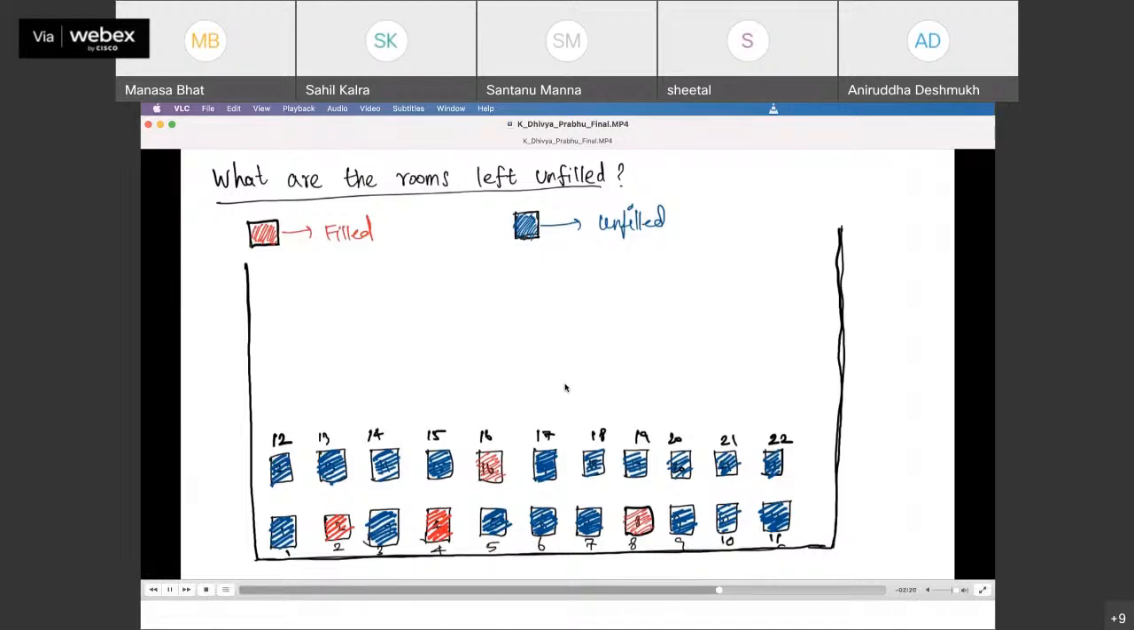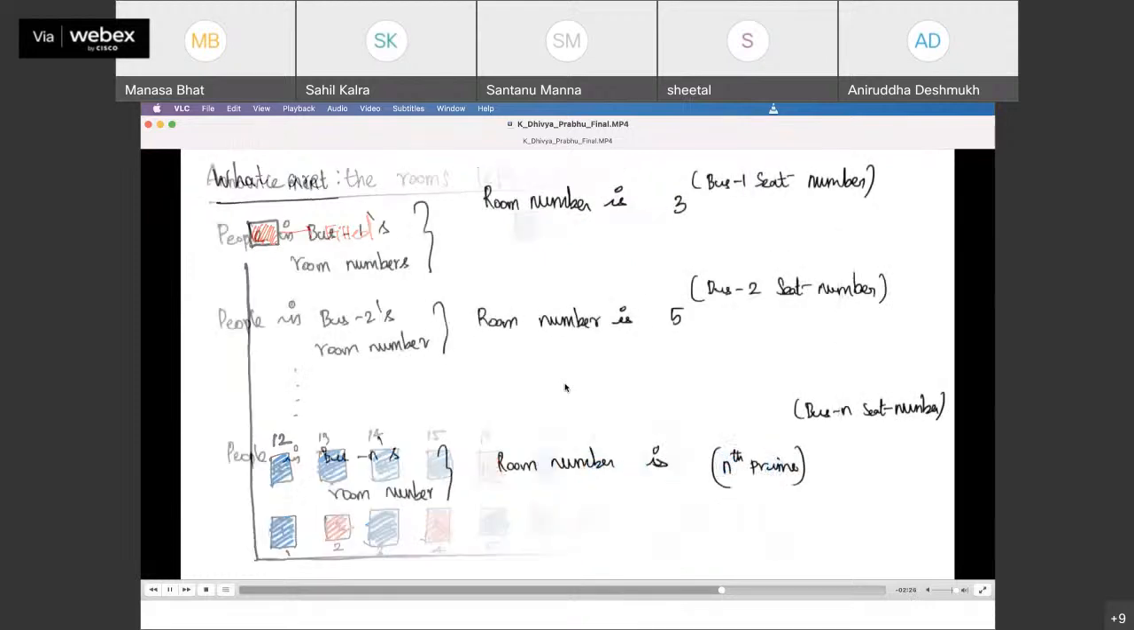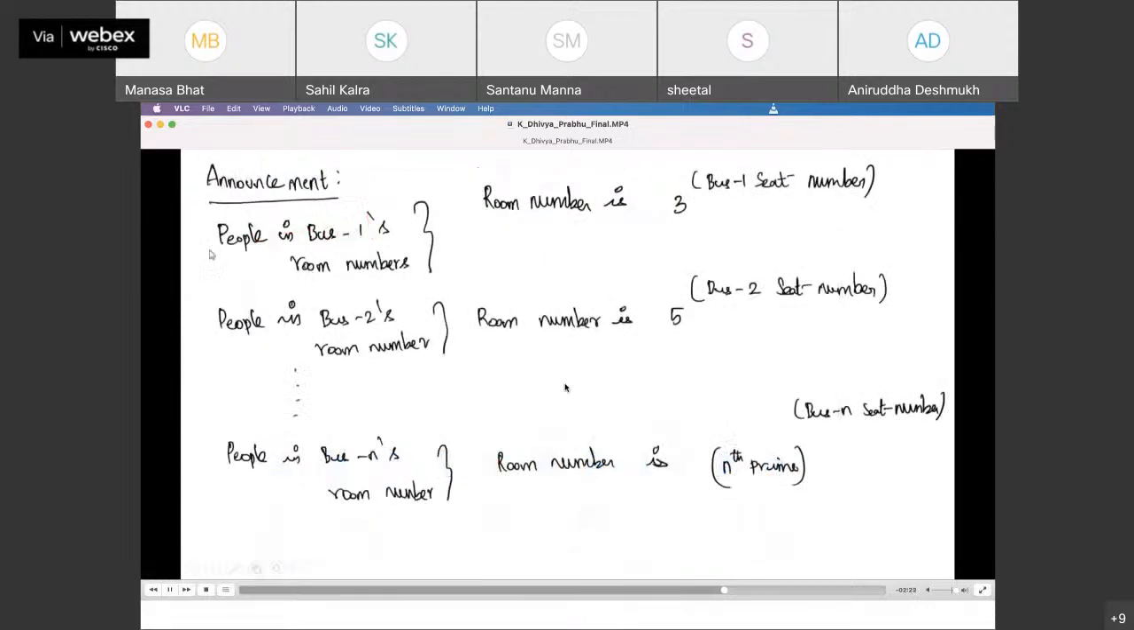What is the idea that we are going to use? It is as follows. Assume that these are all the people in bus 1. We are going to define a mapping for the seating plan in bus 1. People sitting in the first seat go to 3 power 1. The second seat goes to 3 power 2. In general, people sitting in the nth seat go to 3 power n. So this is the general mapping. This is their room number: 3 power their seat number.